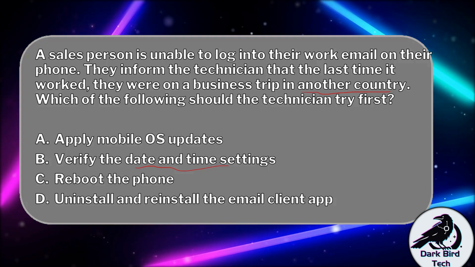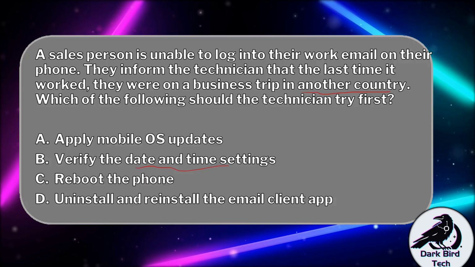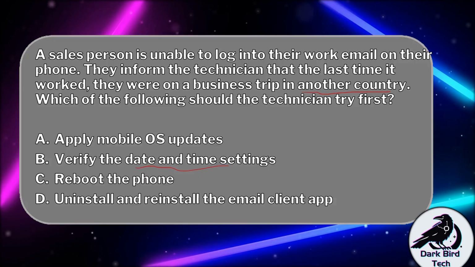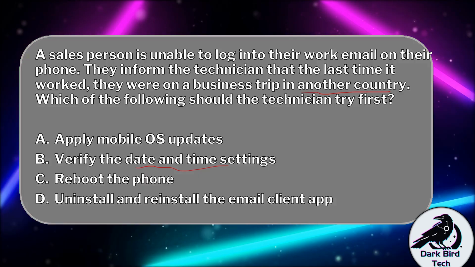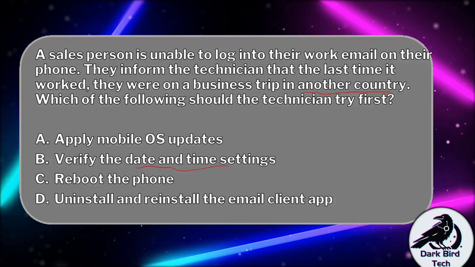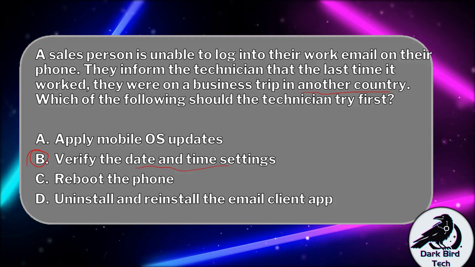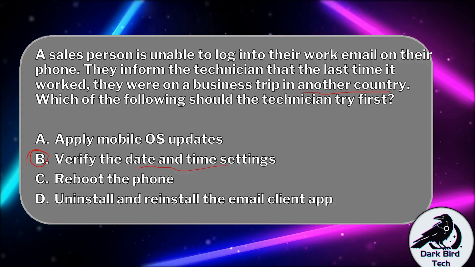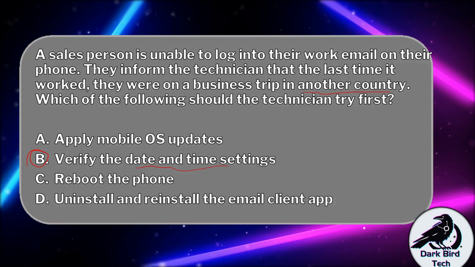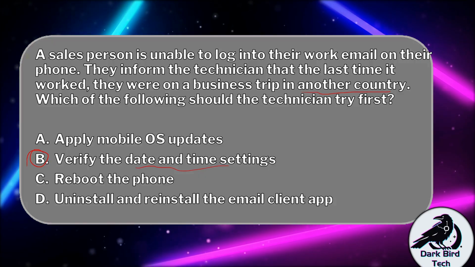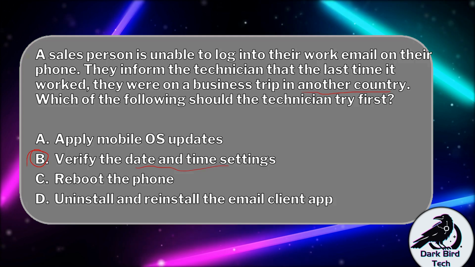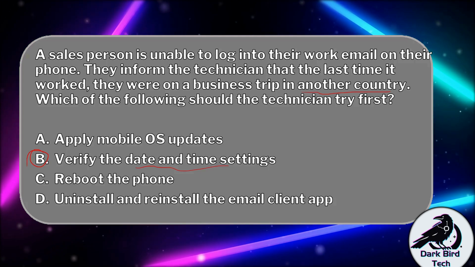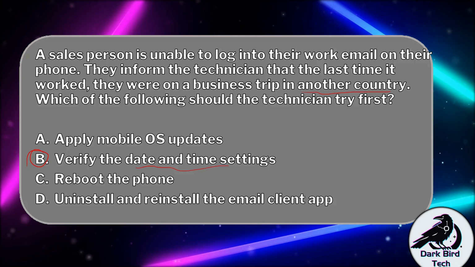I'm really interested in the fact this is a salesperson and they're in another country recently. That bit of information given to us in the scenario was not put there for fun. This is there for context. And sometimes we need to rely heavily on context clues when troubleshooting. And I'm pretty confident that the date and time settings on this device have probably been adjusted. Not to say I wouldn't check for updates or reboot the phone or uninstall and reinstall the email client app, but I'm definitely going to check the quick and easy thing first, which is, in this case, date and time settings, given the context information.